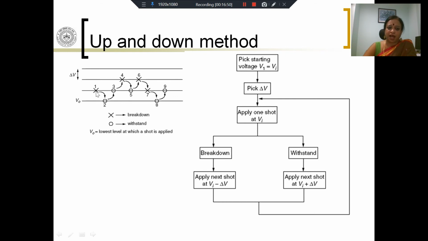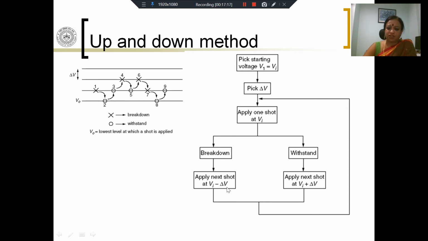So if breakdown happens at, let's say you are at this level, V0 plus delta V, and you apply the voltage. At the first shot, you have failure. If you have failure, you bring down the test voltage to VI minus delta V. So now you're at this level. Apply shot 1, apply next shot.